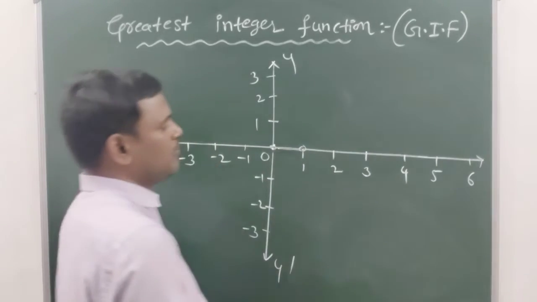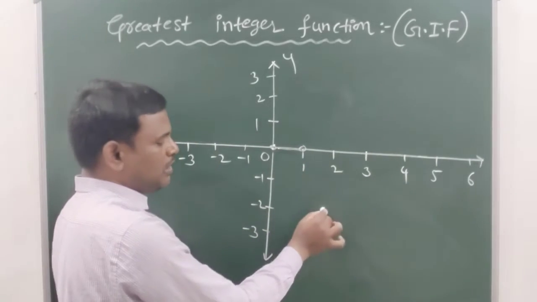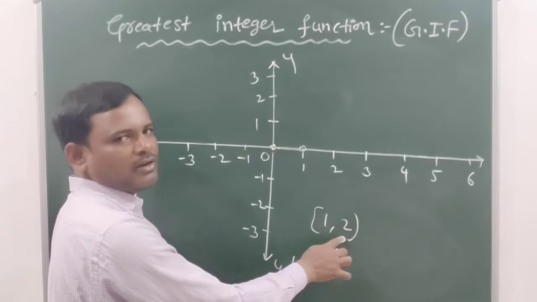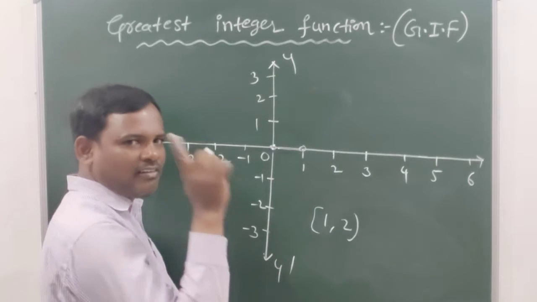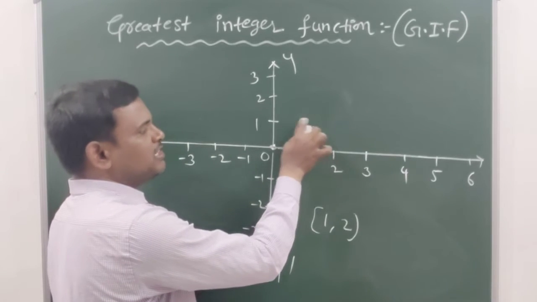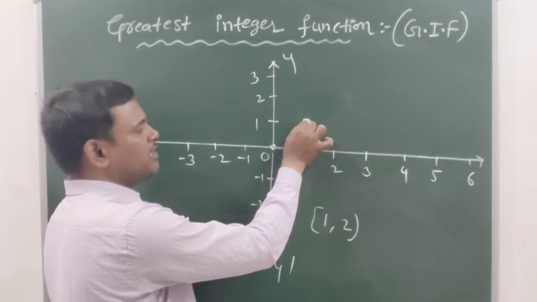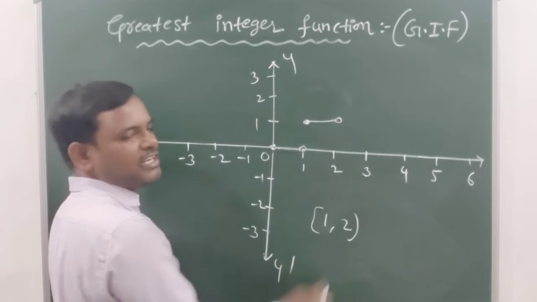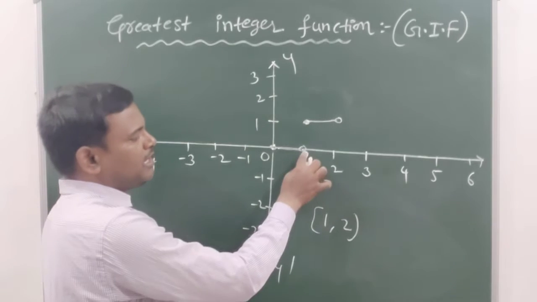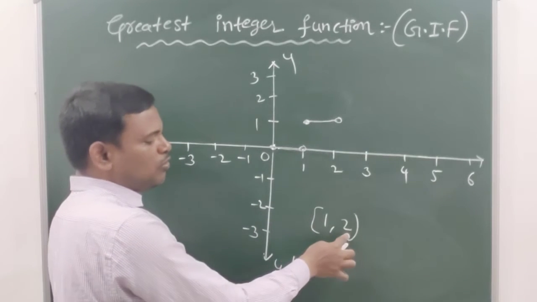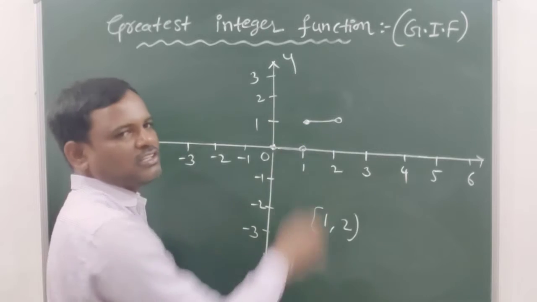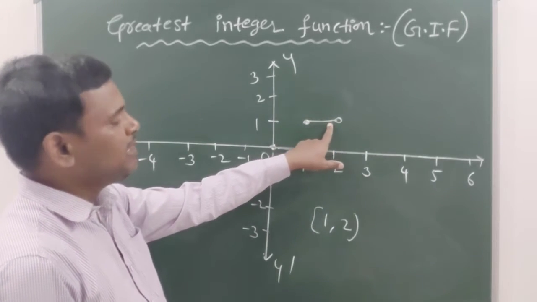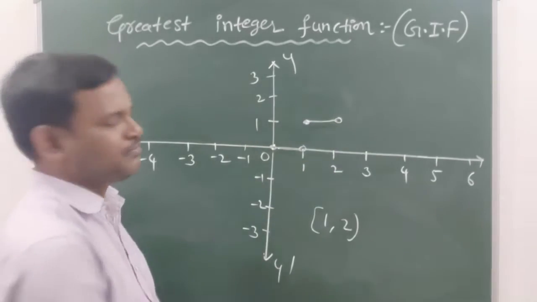Next, from 1 to 2, including 1, open 2. Take any real number. And what about its range? 1. So where do we get that range 1 on this graph? From here to here. Here this point is included, here it is open, because this 2 is not included in its range. Take any domain value from including 1, open 2, and substitute in the function whose respective range will be 1. So these points will get 1 as its range.